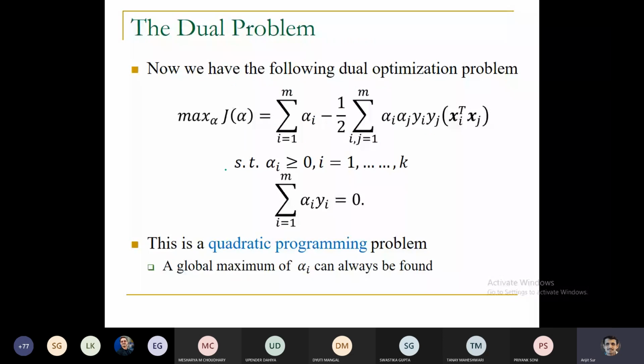Okay, so the dual problem. Now we have the following dual optimization problem: maximize Q(alpha) equal to the sum of alpha_i minus half of the double sum of alpha_i alpha_j y_i y_j x_i^T x_j, such that alpha_i is greater than or equal to 0 and the sum over i from 1 to m of alpha_i y_i is equal to 0. This is a quadratic programming problem, and a global maximum of alpha_i can always be found. This is the basic idea. This is the dual problem.